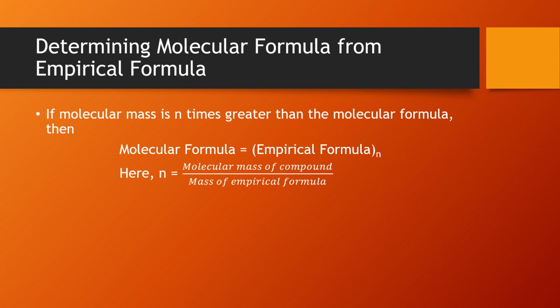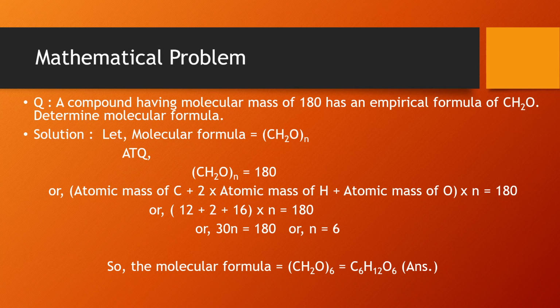So here is a mathematical problem: a compound having molecular mass of 180 has an empirical formula of CH2O. So this is the empirical formula here and the molecular mass given. We have to determine the molecular formula. First of all we have to let the molecular formula be expressed like this, multiplied by a small letter n. So small letter n should be equal to the molecular mass of that specific compound.